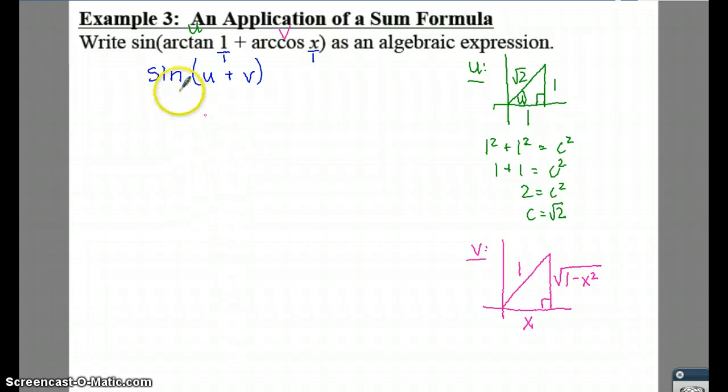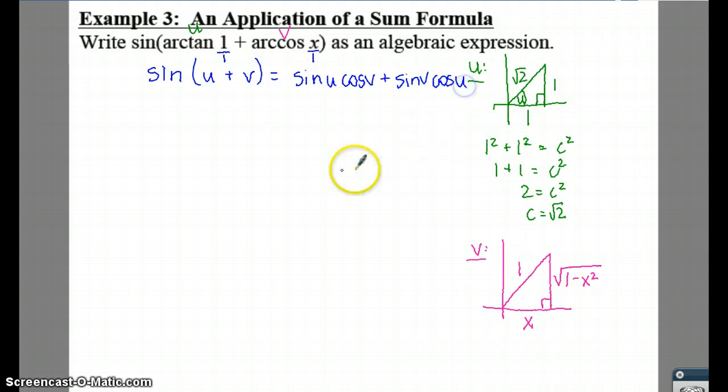So now that we're going to try to find the sine of u plus v, we have our two triangles drawn. We just need to figure out our formula for the sine of u plus v. That is the sine of u times the cosine of v plus the sine of v times the cosine of u. So let's plug these values in. Your sine of u, that's your green triangle, sine is opposite over hypotenuse. We have 1 over radical 2.